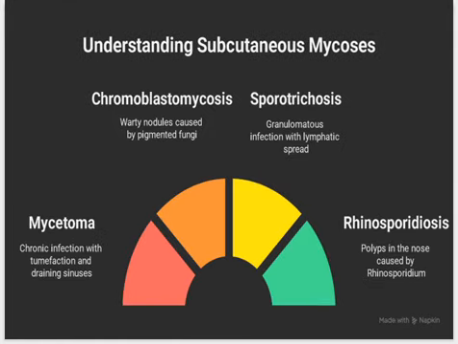Subcutaneous mycoses enter through skin wounds and cause chronic infections. Chromoblastomycosis produces warty nodules from pigmented fungi. Sporotrichosis spreads along lymphatic vessels, causing granulomas. Mycetoma leads to swelling and draining sinuses. Rhinosporidiosis causes polyps in the nose. These infections are more severe and often need long-term management.